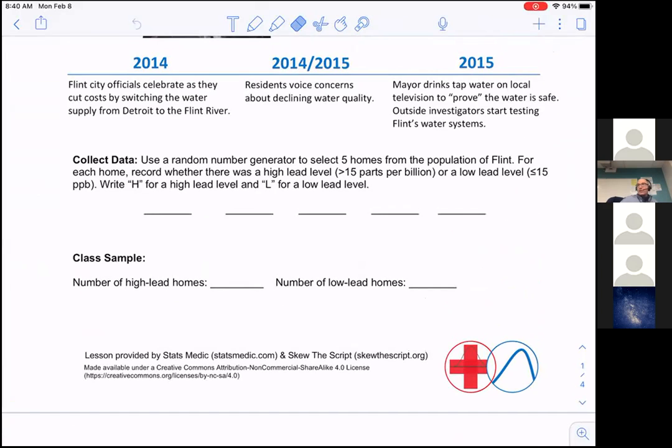So actually, let's do this in the chat. You just need to tell me how many of your 5 homes ended up being a high level home. We'll record both, high and low. So if you put in the chat how many low level homes and how many high level homes. There we go.